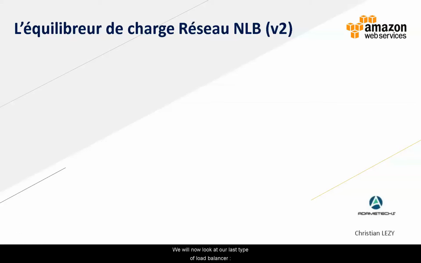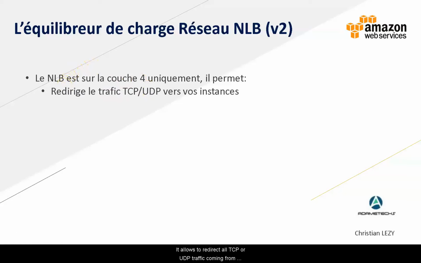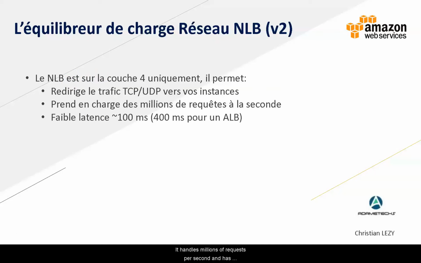We will now look at our last type of load balancer, the Network Load Balancer, or NLB. The NLB is on layer 4 only. It allows us to redirect all TCP or UDP traffic coming from outside and going to our instance. It handles millions of requests per second and has a very low latency of about 100 milliseconds, unlike the ELB, which has a latency of 400 milliseconds.